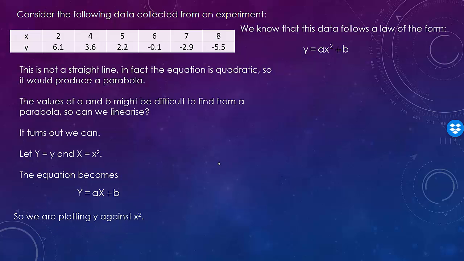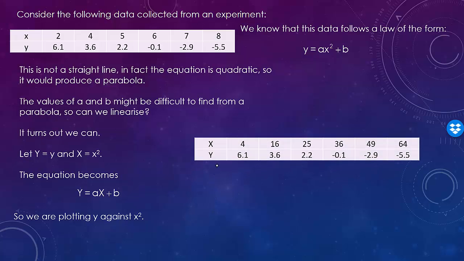So we need a new table. And what we have is the values of big X and the values of y. And remember, big X is little x squared. So instead of 2, 4, 5, 6, 7, 8, we've got 4, 16, 25, 36, 49, 64. But notice that big Y was equal to y. So we still have exactly the same values for y.